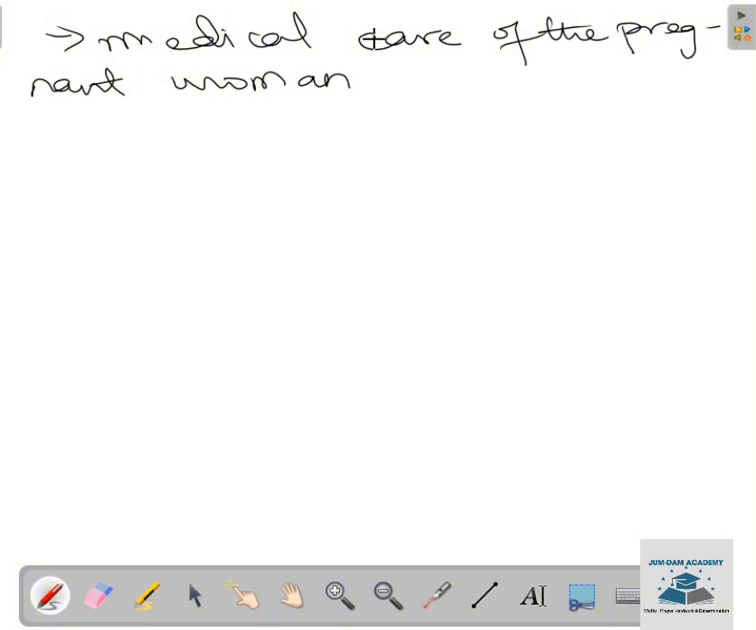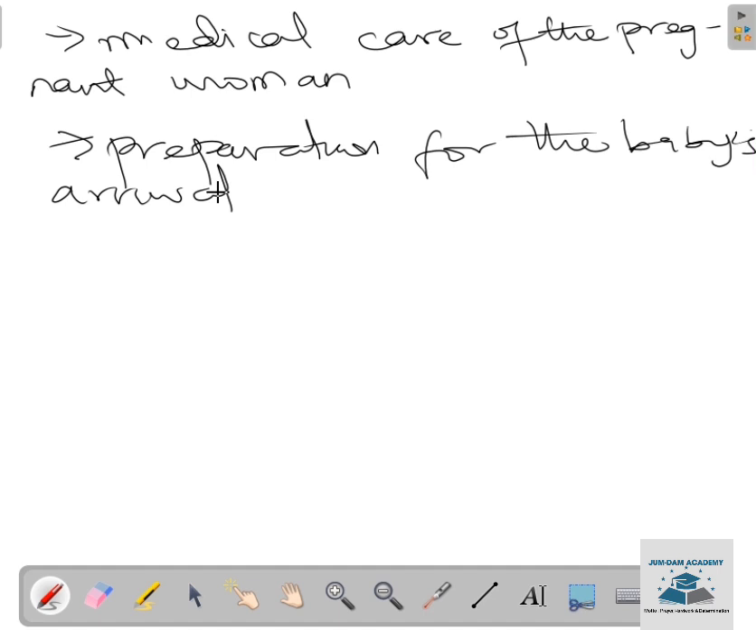Another thing that is very important during antenatal care is preparation for the baby's arrival. This is the aspect where the mother has to prepare for the baby's arrival by buying baby things, taking care of the baby, checking if the baby is breathing, if the baby is in good condition, taking all that is needed for delivery, buying them, keeping them, and making sure everything is available for the delivery date. Another important aspect is examining the baby in the womb.